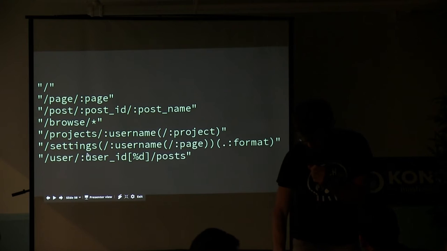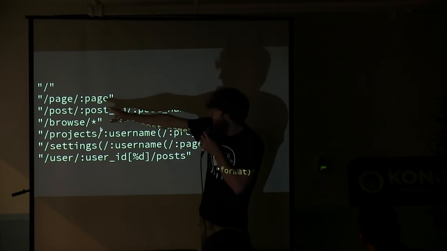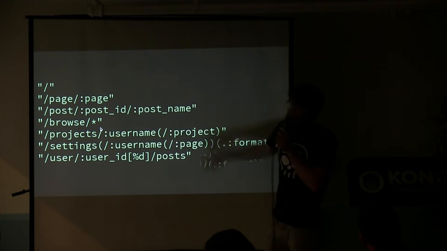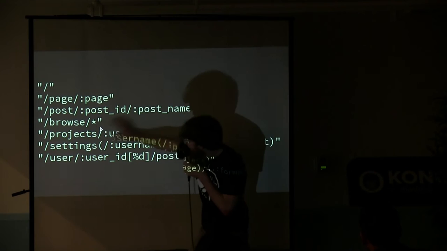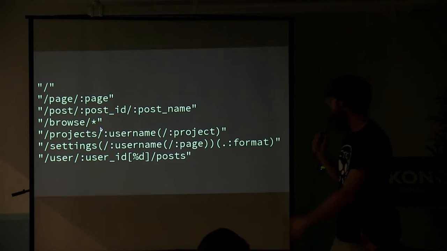So let's talk about routing. Not many of you have made websites, so hopefully this makes some sense. When you go to a website, there's a path at the end, right? So maybe that slash is just the home page, and here is slash page slash this thing, which means any text can match a variable for a page. And this one says post slash an ID and a post name. This one says browse and then a bunch of other stuff. This one uses parentheses to say these parts are optional. And this one combines a bunch of other things. And here we have a clause that says it can only take integers. So cool. Routing is a big part of web applications.